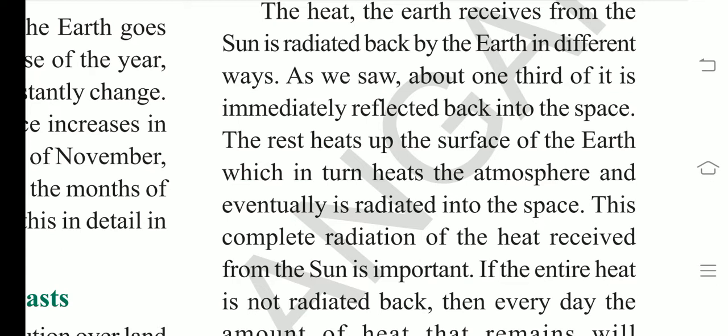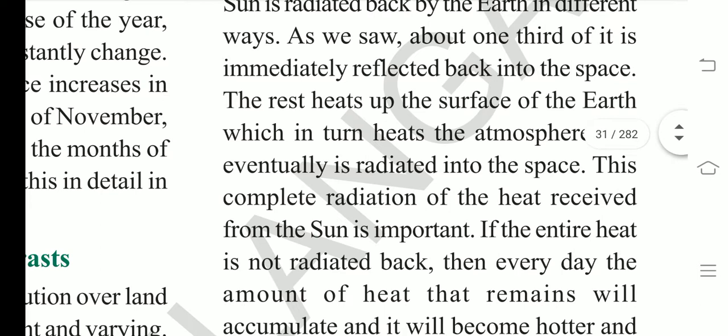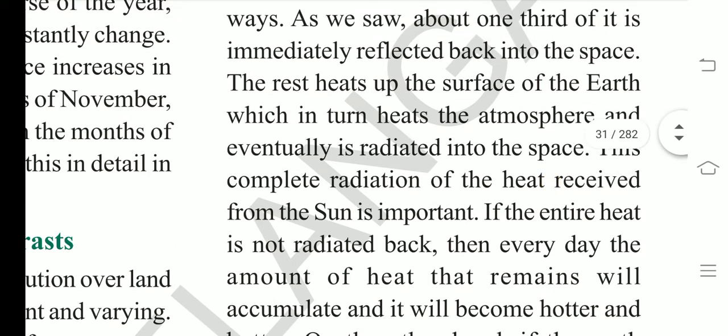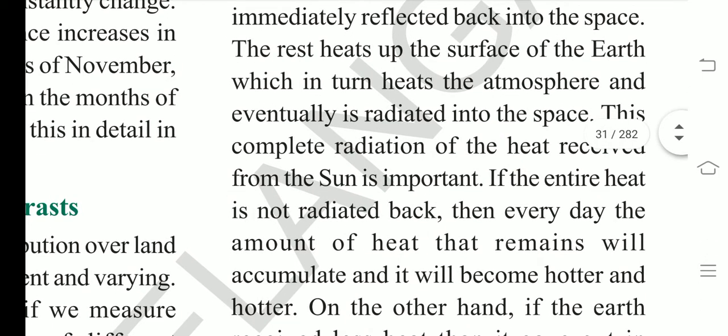One third is reflected. Then what is left? The remaining part heats the surface of the Earth, and that in turn heats the water and atmosphere, and is also radiated into space. My dear students, maximum solar radiation is reflected into space. Only a little solar radiation reaches the Earth's surface.